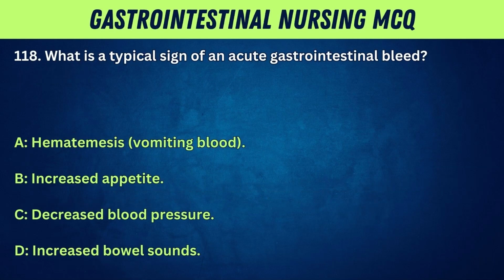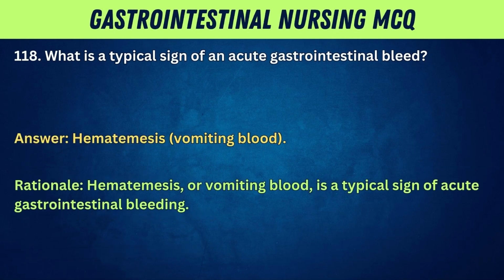118. What is a typical sign of an acute gastrointestinal bleed? A. Hematemesis, vomiting blood. B. Increased appetite. C. Decreased blood pressure. D. Increased bowel sounds. Answer: hematemesis, vomiting blood. Rationale: hematemesis, or vomiting blood, is a typical sign of acute gastrointestinal bleeding.